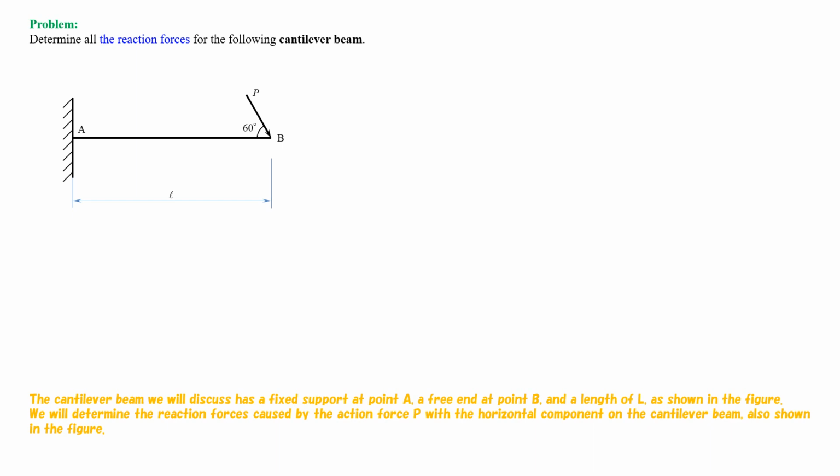The cantilever beam we will discuss has a fixed support at point A, a free end at point B, and a length of L, as shown in the figure. We will determine the reaction forces caused by the action force P with the horizontal component on the cantilever beam, also shown in the figure.